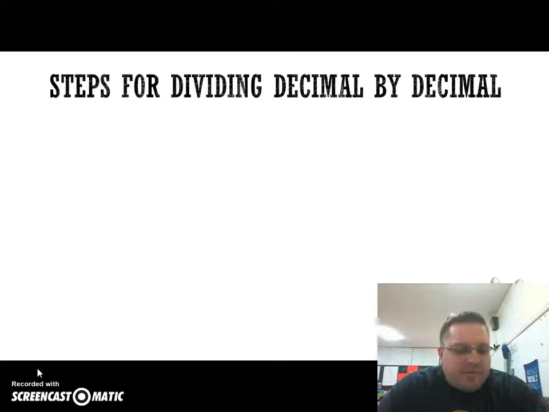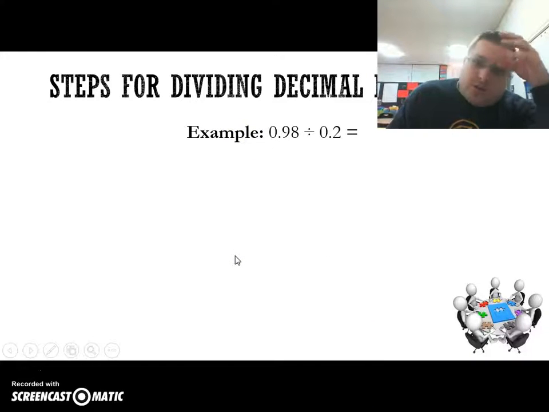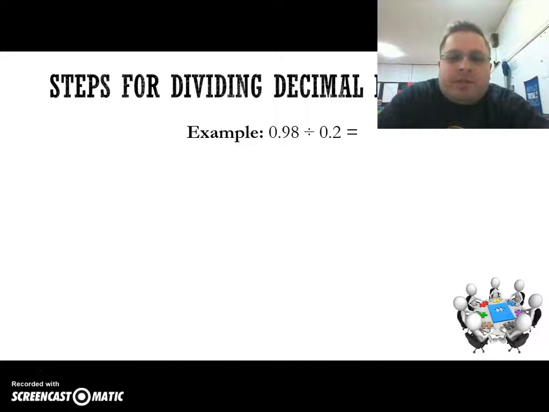Today we're going to review the steps for dividing a decimal by a decimal. It's very similar to doing long division. We just have a couple extra steps at the beginning. I'm going to show you 4 steps to follow that will help you divide any decimal by a decimal. In our example we're going to do 0.98 divided by 0.2.